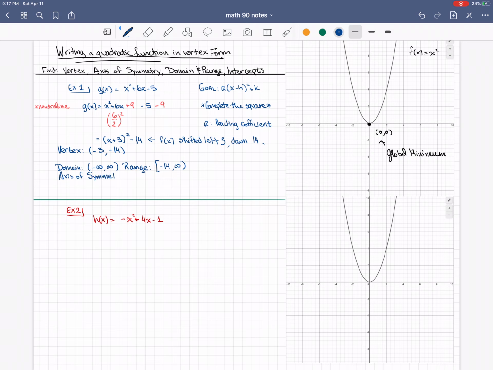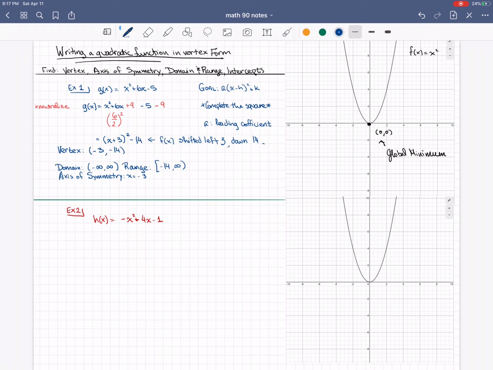So remember, the axis of symmetry is the vertical line that passes through the vertex. So since our vertex is at the point (-3, -14), the axis of symmetry is x equals -3. And now finally the intercepts.